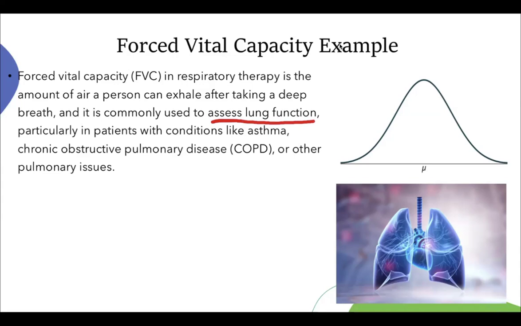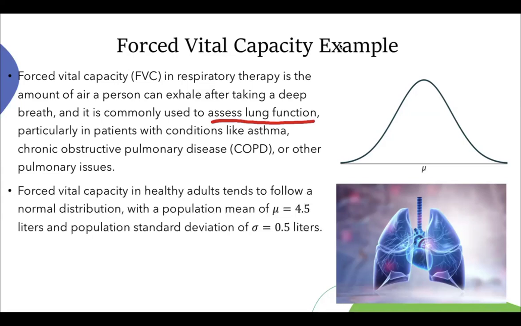So with forced vital capacity, a person who can expel more air is in a better situation, and if they can expel less air, the person is more at a disadvantage. Forced vital capacity in healthy adults tends to follow a normal distribution. And last lecture we did discuss that normal means bell-shaped and symmetrical.